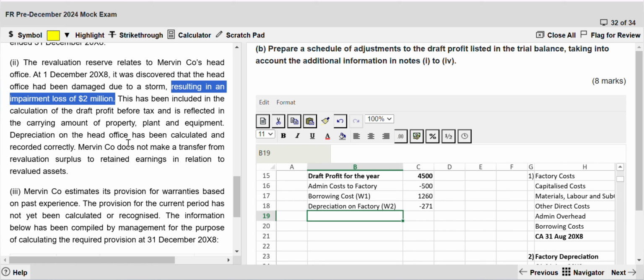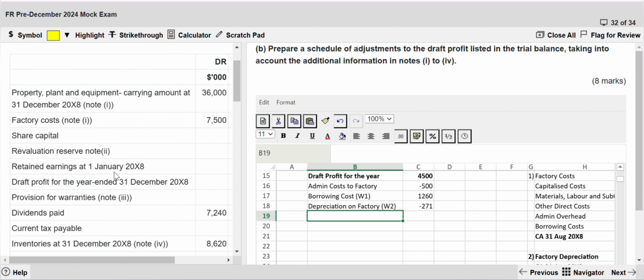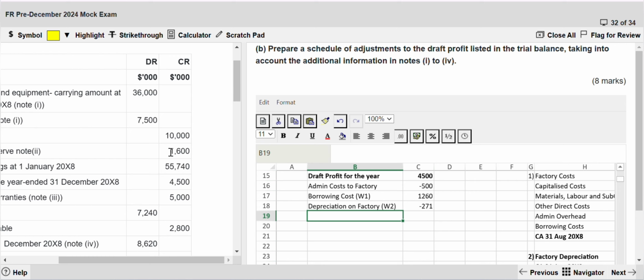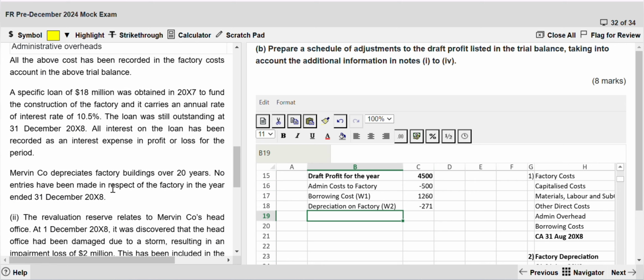So what does this mean? There was a revaluation reserve, we should have taken it to that, but instead we took the entire amount to profit. So firstly, what is the revaluation reserve that we had? Only 1.6 million. And the write down was how much? It's 2 million.